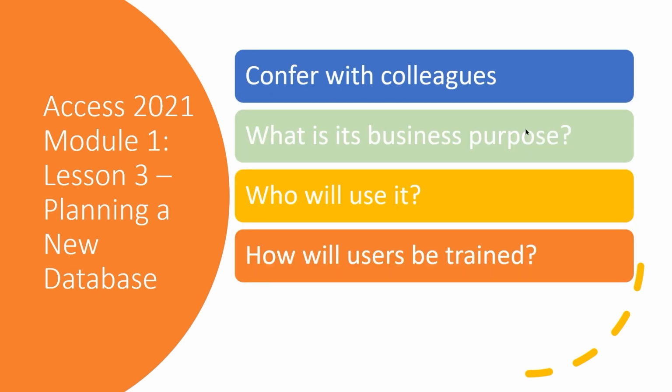So you want to plan a new database. You just don't want to open Access and start building a database without having a plan. The most important thing is figuring out what is its business purpose. And once you find the answer to that question, you would want to confer with colleagues who will also be utilizing the database to get their input. And then you'll need to determine who is actually going to use the database and how will those users be trained. So 4 key steps.